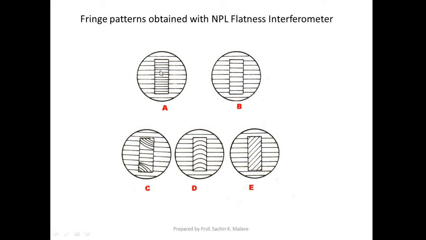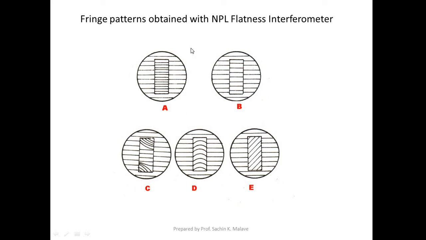Now, in all five sketches A, B, C, D, E, you will see one circle and some horizontal lines, and in the rectangle you may see some horizontal lines or curved lines, inclined lines also. Now we will compare the fringe pattern observed inside the circle and the fringe pattern observed inside the rectangle. Let us compare this one by one.